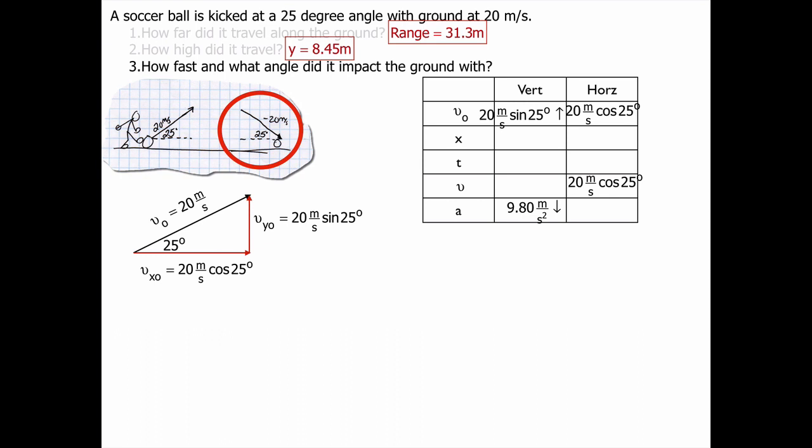And in fact, when I did my drawing, just out of instinct, I went ahead and drew what's going to happen when it lands at the same height. So knowing this, I could do the answer without any math: it is 20 meters per second at an angle of 25 degrees with the ground.